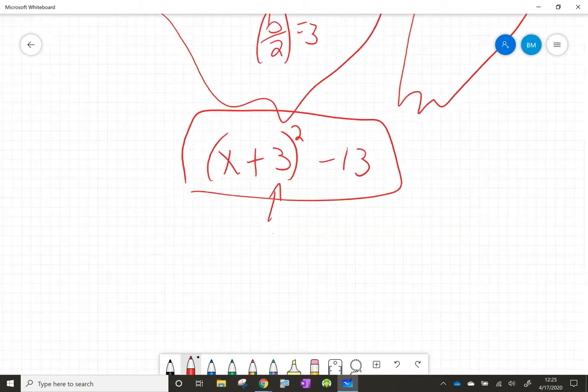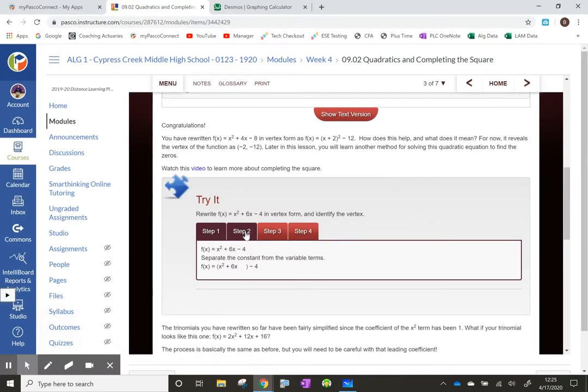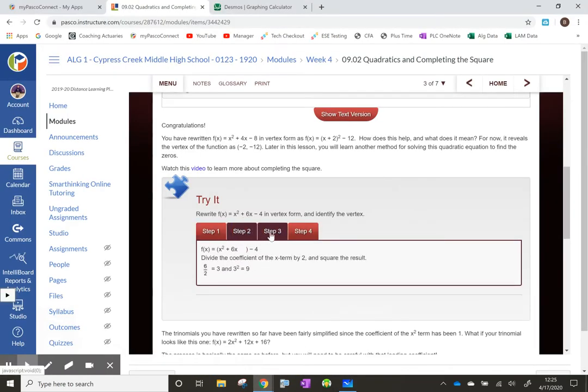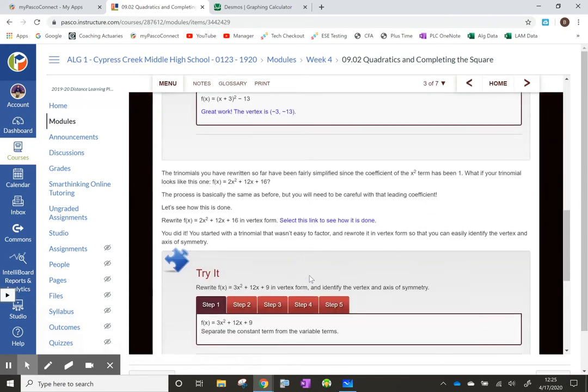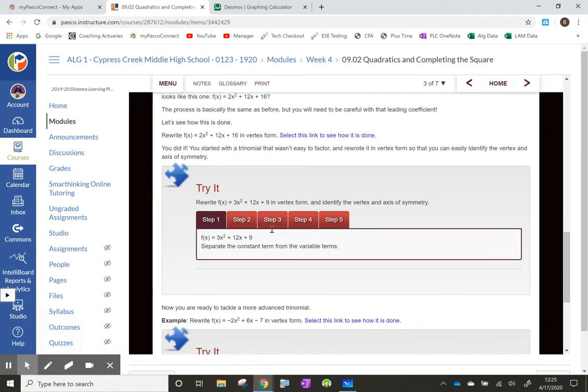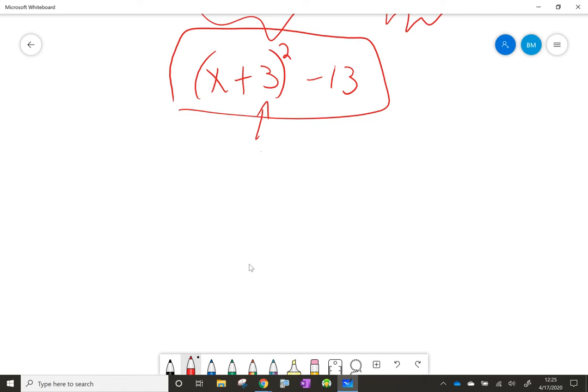Okay, let's do another. Again, the more practice we have, the better. These are the same problems, just in different steps. So here's your factored form again. I'm sure we'll have some more practice. Here's another one. We have 3x squared plus 12x plus 9.